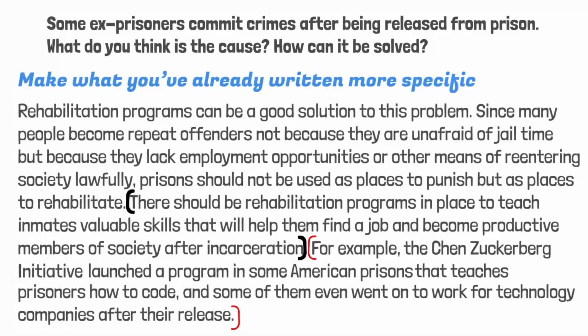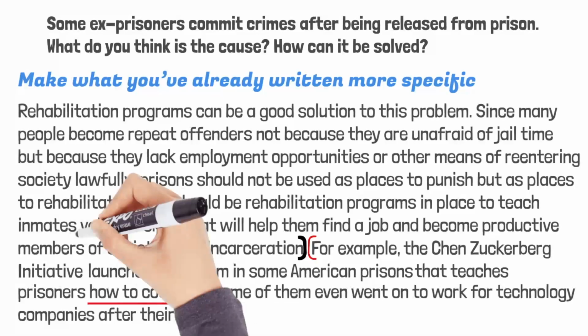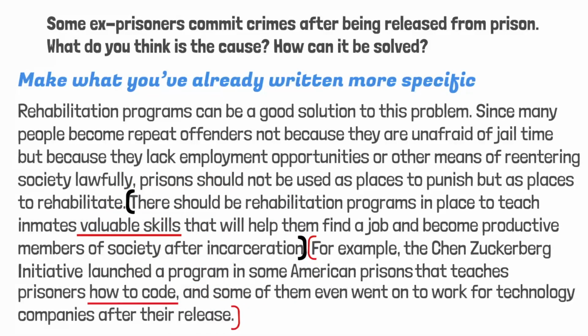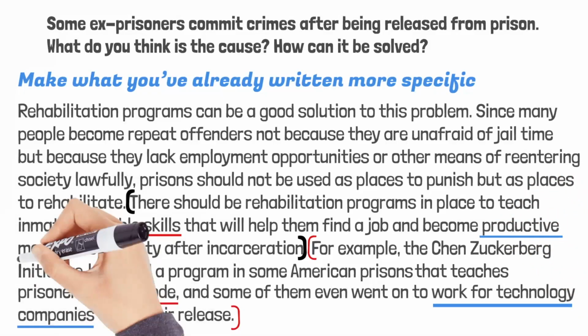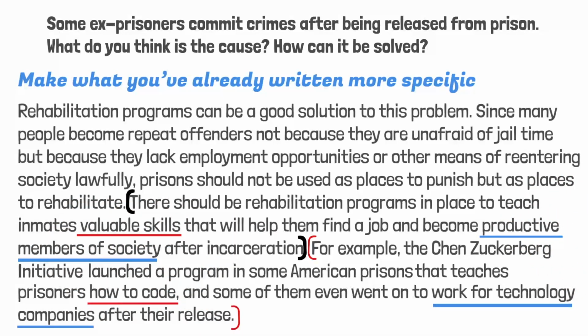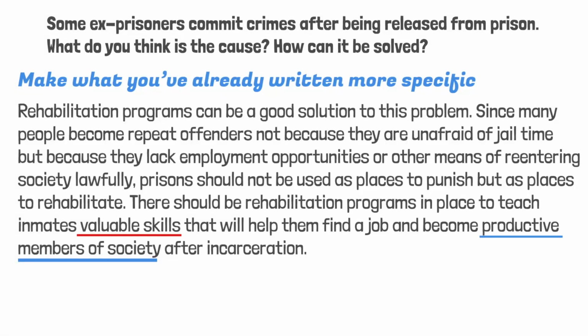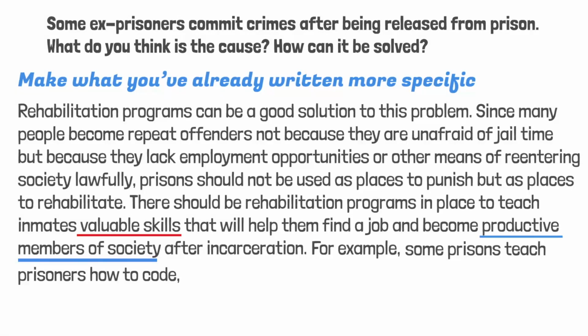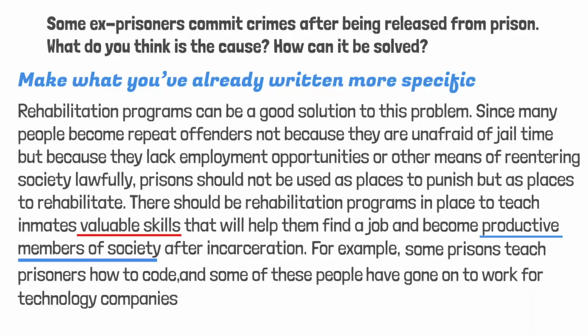In the example, I used how to code to support valuable skills and used the work for technology companies to support productive members of society. All that matters are details like this. Whether we mention the Chen-Zuckerberg Initiative is not important at all. We could simply say that, for example, some prisons teach prisoners how to code, and some of these people have gone on to work for technology companies after they are released.